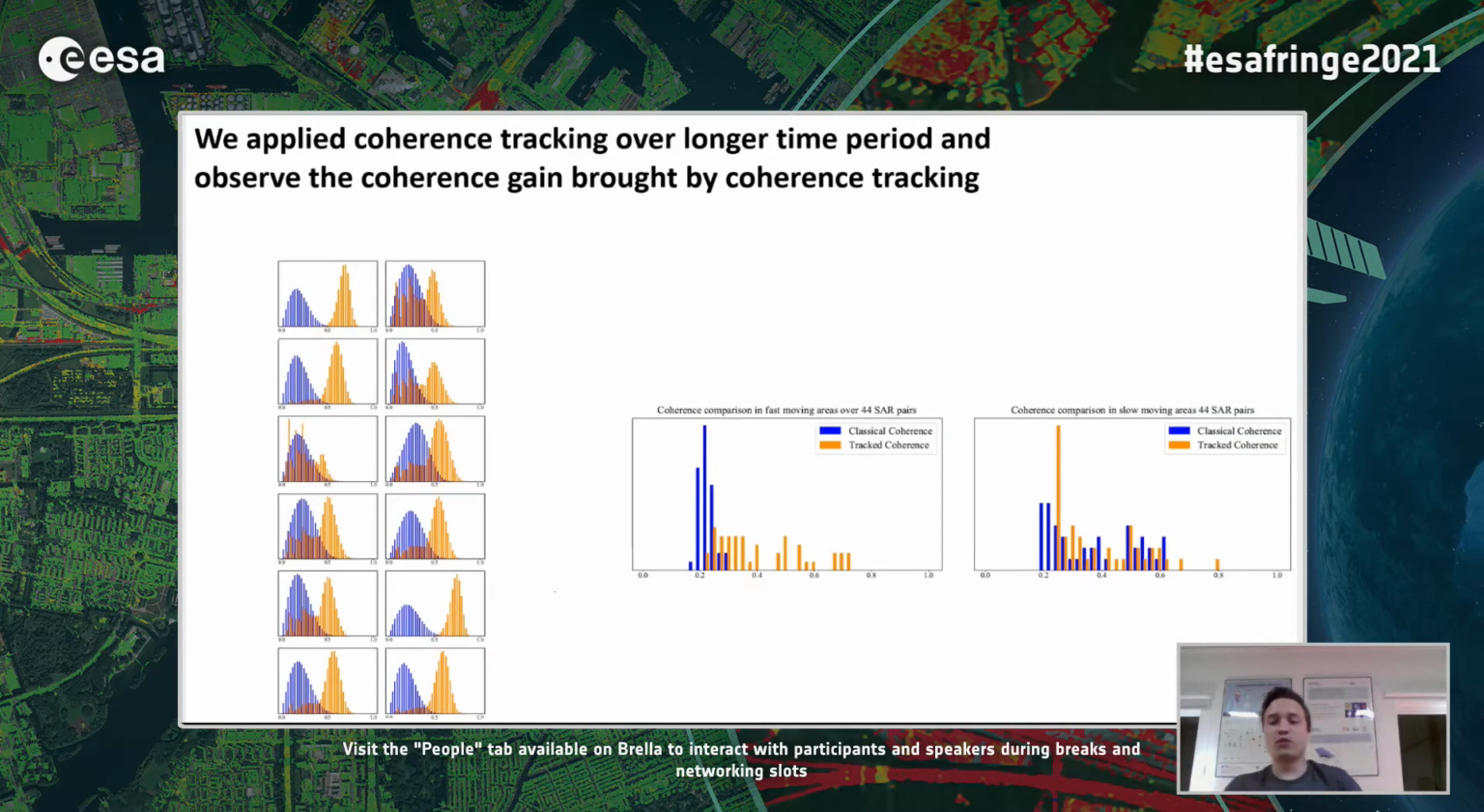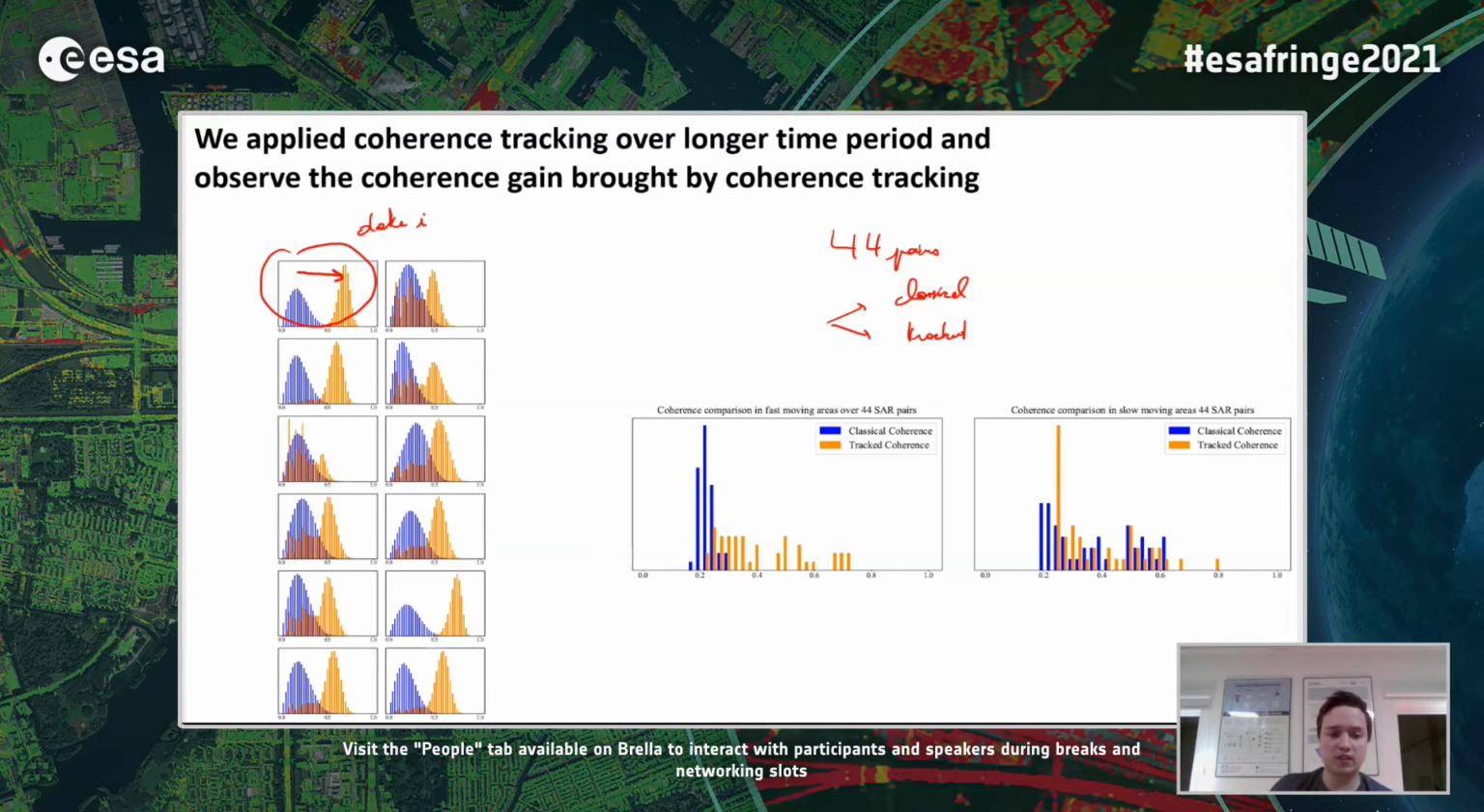And that works for one example, but we wanted to know what we can expect from coherence tracking. So we took 44 pairs of Sentinel interferograms, from which we compute classical interferometry without compensation and what we call tracked interferometry. And so for each acquisition date, so this is date I, for example, where you have classical interferometry in blue and tracked interferometry in orange. And you can see, like the example I showed you before, the huge increase in coherence information.